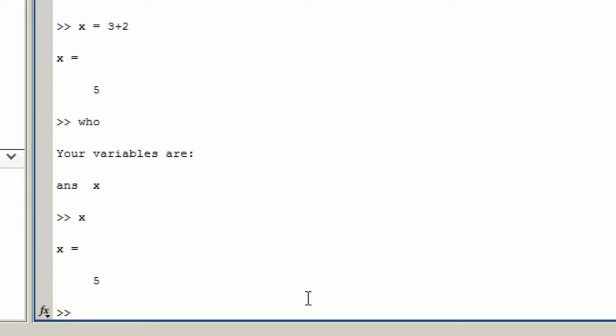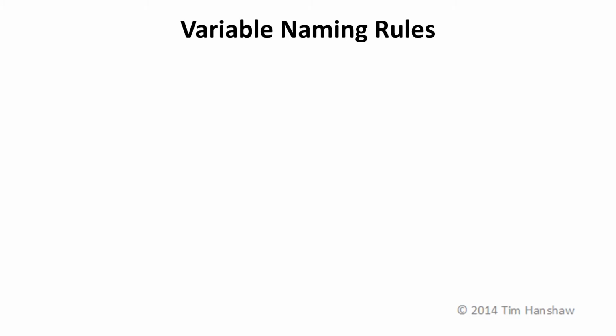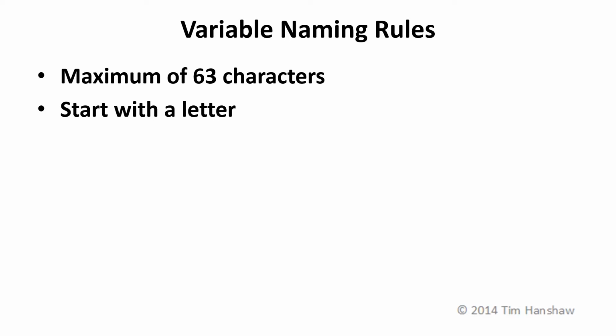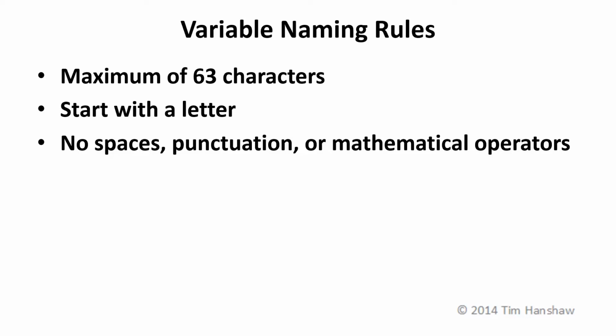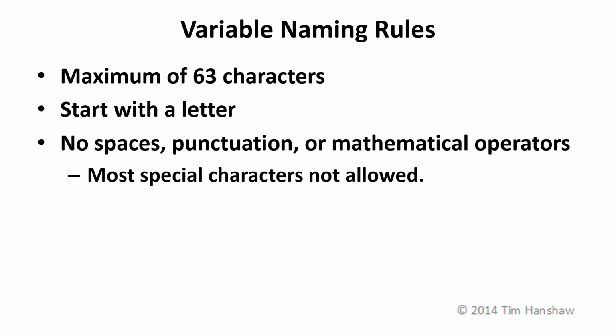There are a few rules about what MATLAB will accept as variable names. Let's go over them now. Here's a brief list of the rules for setting up MATLAB variable names. A variable can't be more than 63 characters long. If you try to make a variable more than 63 characters, MATLAB just truncates the name after the first 63. They have to start with a letter. You can't include spaces, punctuation, or mathematical operators, and most special characters aren't allowed.